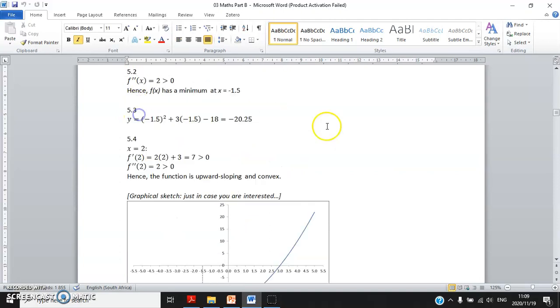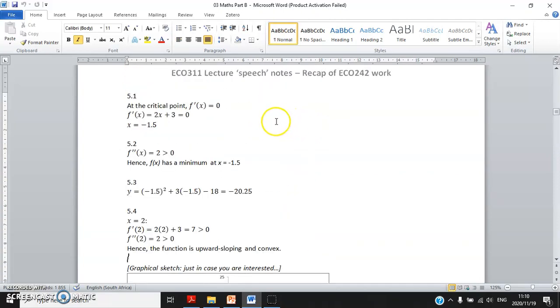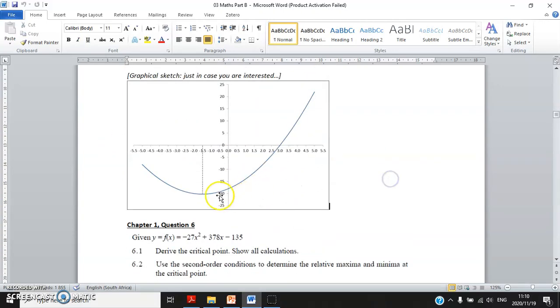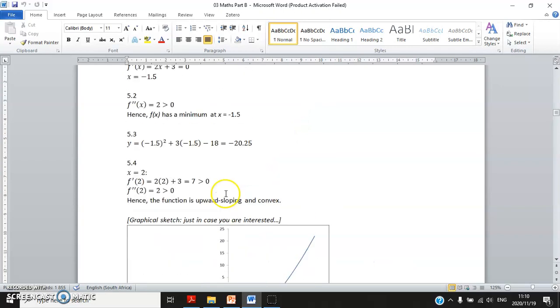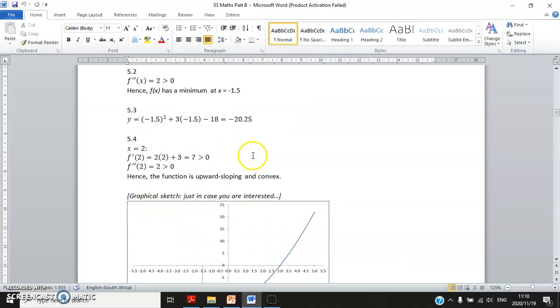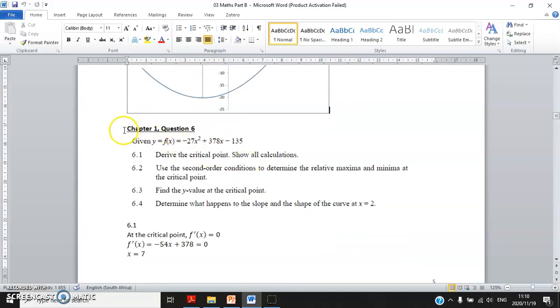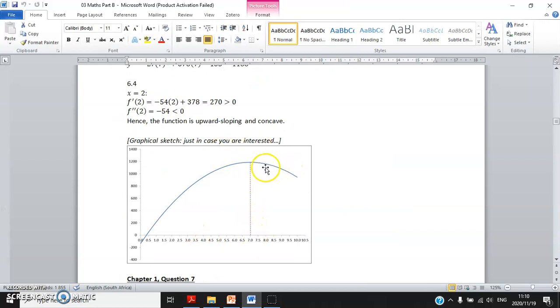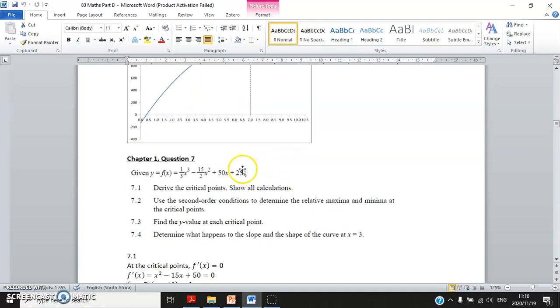So if you really follow the explanation, even for some questions where I didn't ask you to do a graphical sketch, I still include the graphical sketch. Then you know, for this one, when x equals minus 1.5, minimum turning point, meaning first order derivative is 0, second order derivative is positive. Similarly for this one, chapter 1, question 6, I also do the graphical sketch, this time a maximum turning point when x equals 7, meaning first order derivative is 0, second order derivative is negative.